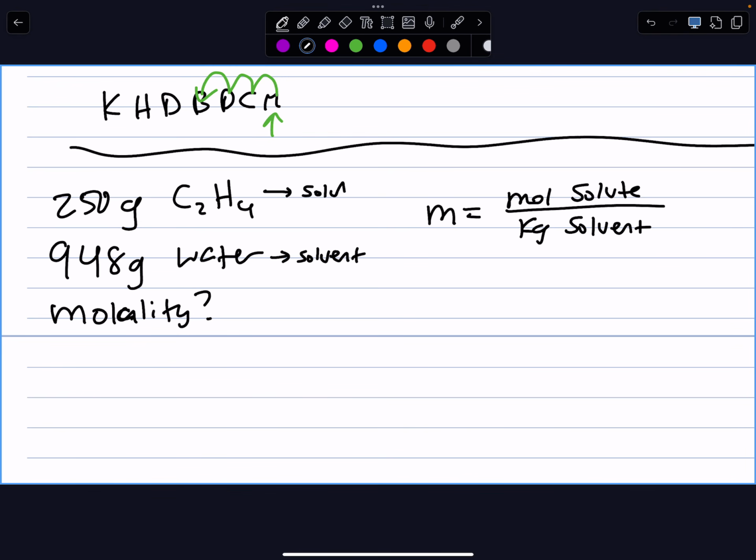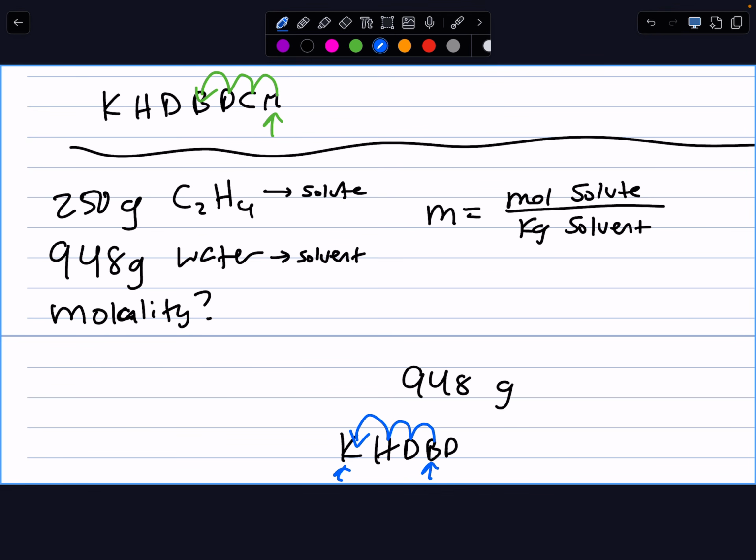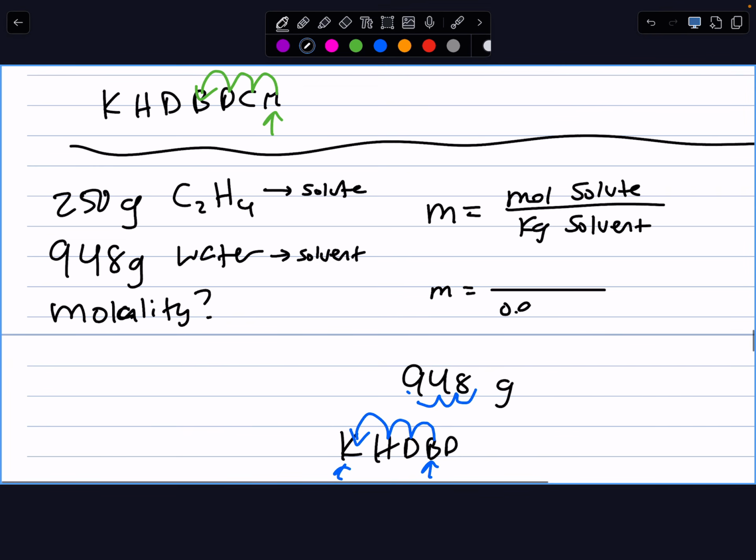Okay, and then this is my what then? If that's my solvent, this must be your solute. Okay, so let's start off with the solvent part, right? I have 948 grams. What do I need? Kilograms. So King Henry died by drinking whatever. I'm at base. Okay, which way? 3 times to the left. 1, 2, 3. 0.948. So I know my kilograms.